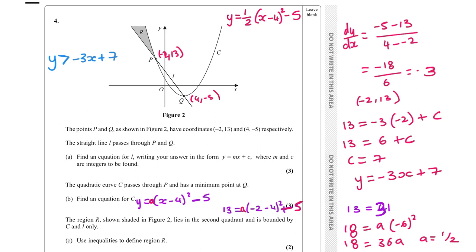Then for the next one, what else do we know? We know that we have the curve here and it's below the curve. It's below, like this side and around here. It's not inside the curve. So that means it is less than. So y is less than a half x minus 4 squared minus 5.